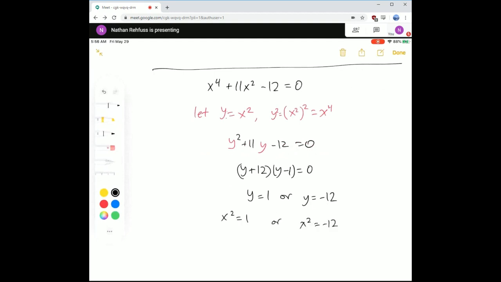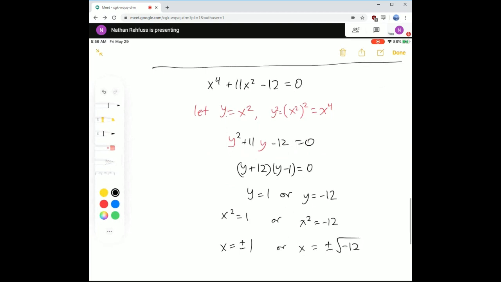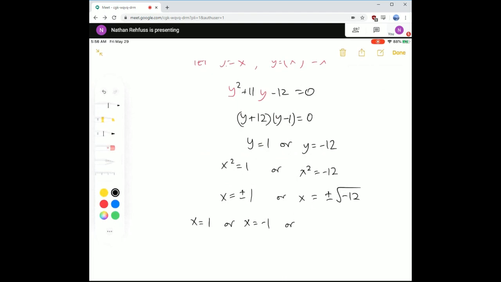So x equals positive or negative the square root of 1, which is 1, or x equals positive or negative the square root of negative 12. So x equals 1 or x equals negative 1 or x equals, what is that? 2 root 3i or x equals negative 2 root 3i.